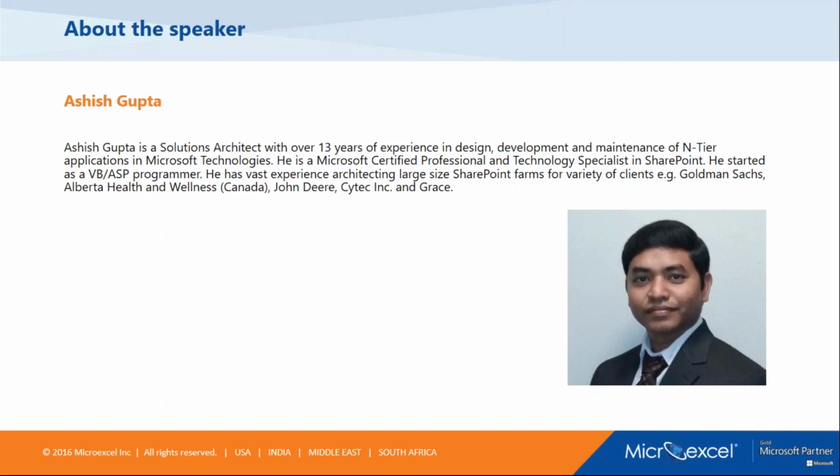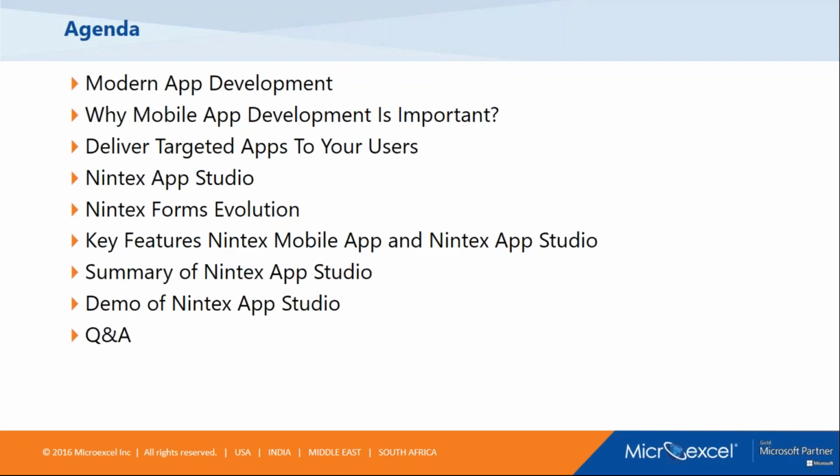There are some key highlight points, so I want to show you today's agenda. As you can see on my screen, we will talk about these points. We will see about modern app development, how we can do that, what's the need for it. Then, as a second question, we'll see why mobile app development is important in today's world. Then we will see how we can deliver our app to the targeted business users, because it's important that we target a particular department or users or our customers to deploy our app on their mobile phone devices.